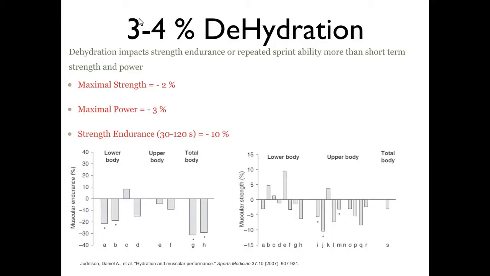One of the things I want to point out is that the decrements that you get from 3 to 4% dehydration are greater for muscular endurance than muscular strength. We can see that here. You get anywhere from like 20 to 30% declines in muscular endurance with 3 to 4% dehydration, but the highest responders like 10% in this study, whereas most of them are 5% and under.